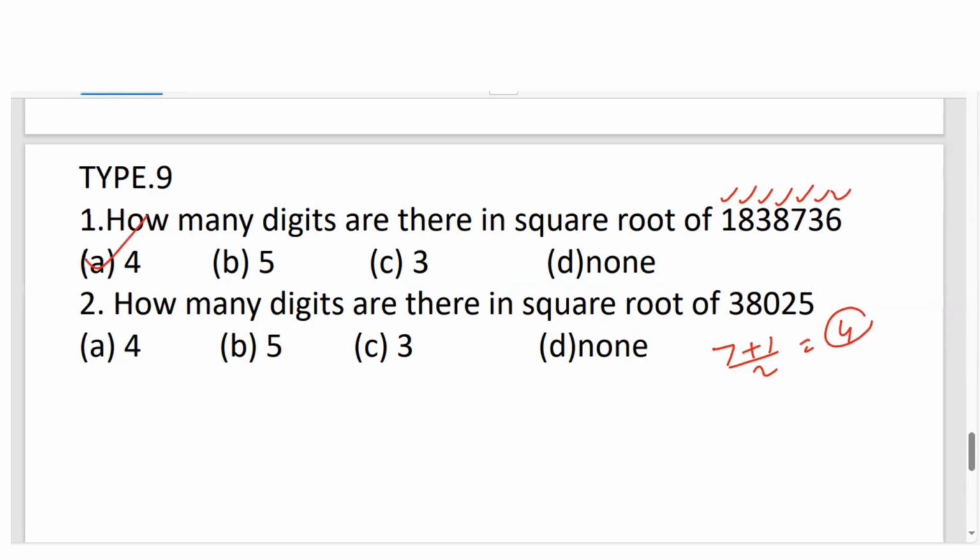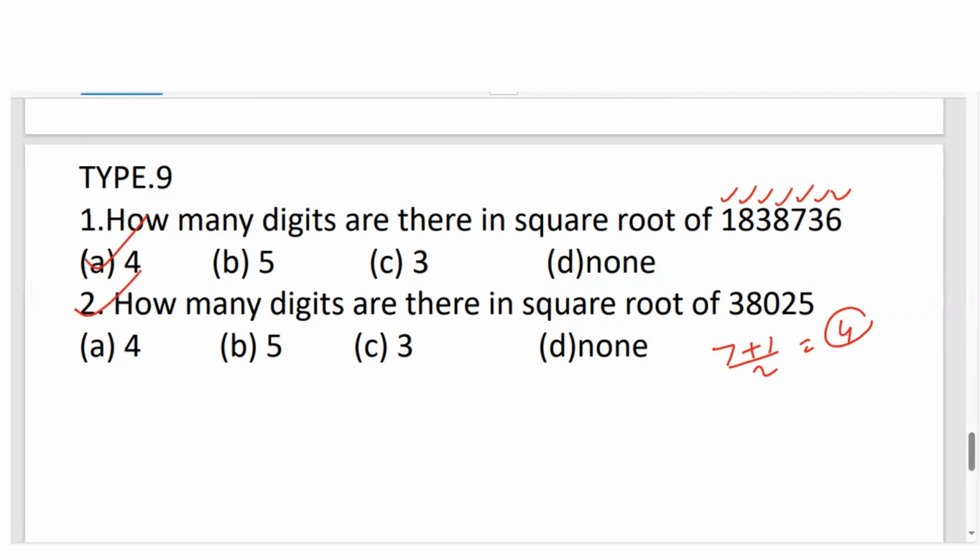Any type of number given, any number of digits given, if the question is how many digits are in the square root of that number, just count the number of digits and then add 1 and divide by 2, you will get your answer. Here 7 digits, so (7 plus 1) by 2 is what? 4. Our answer is 4.